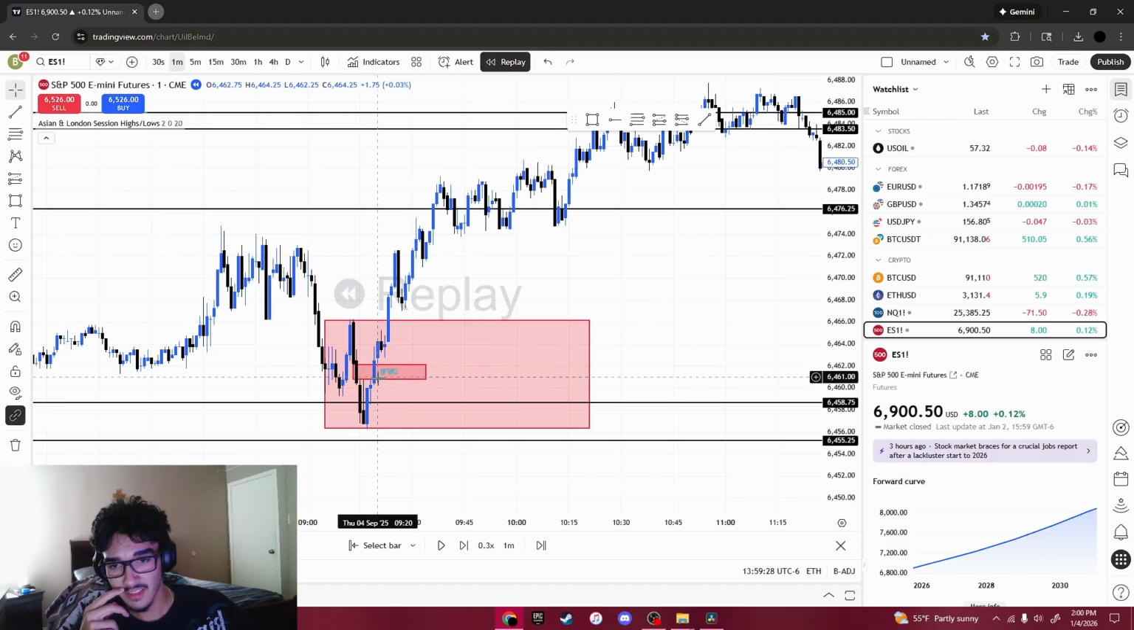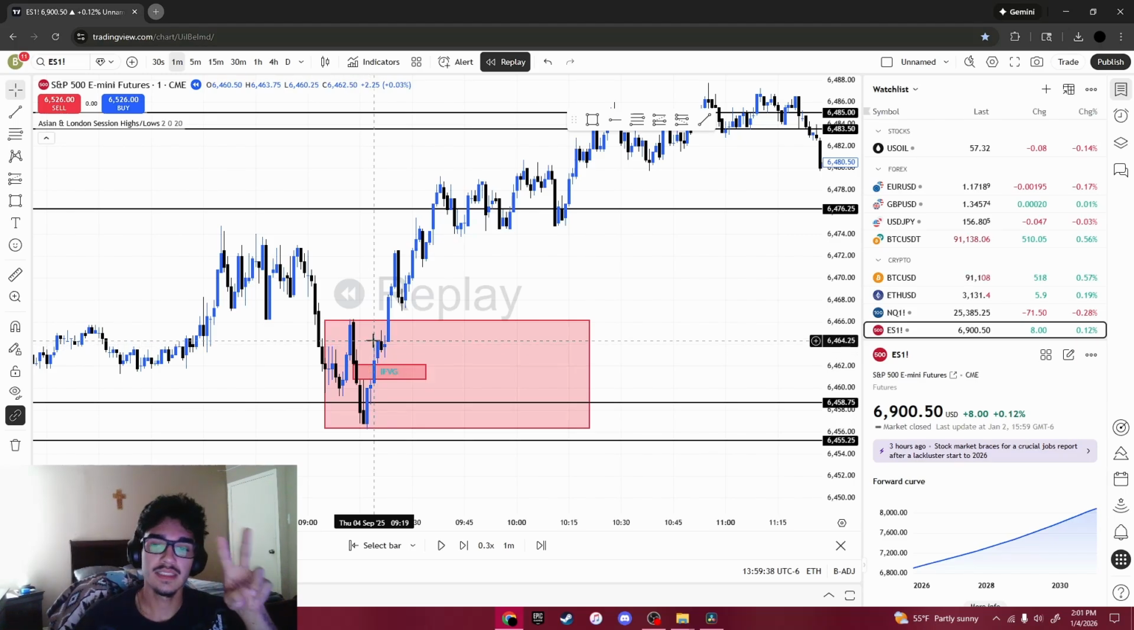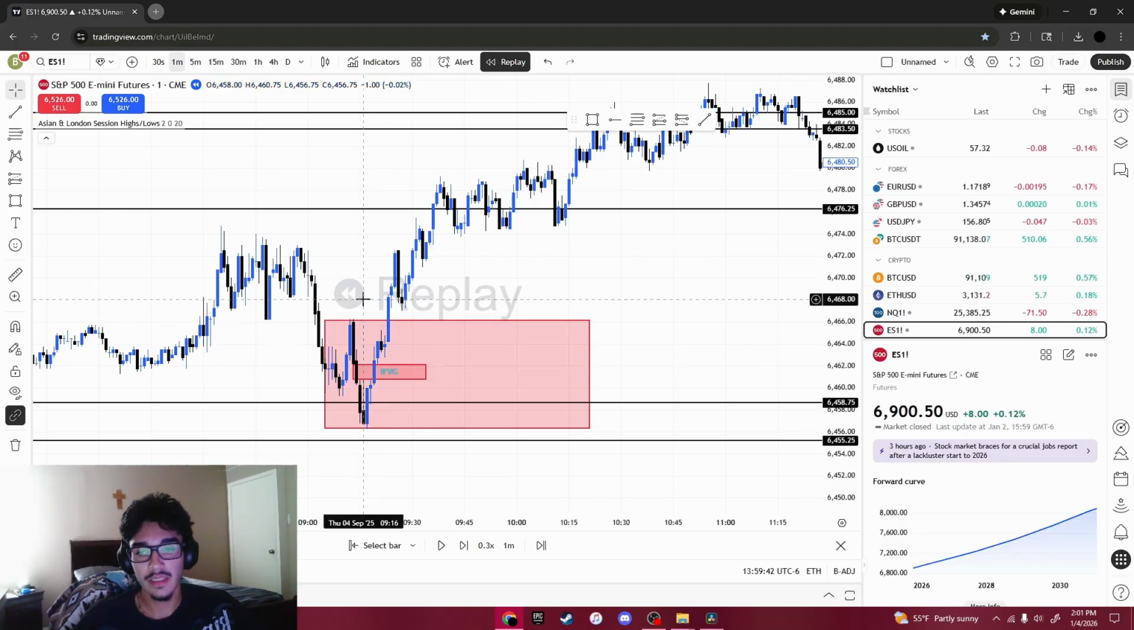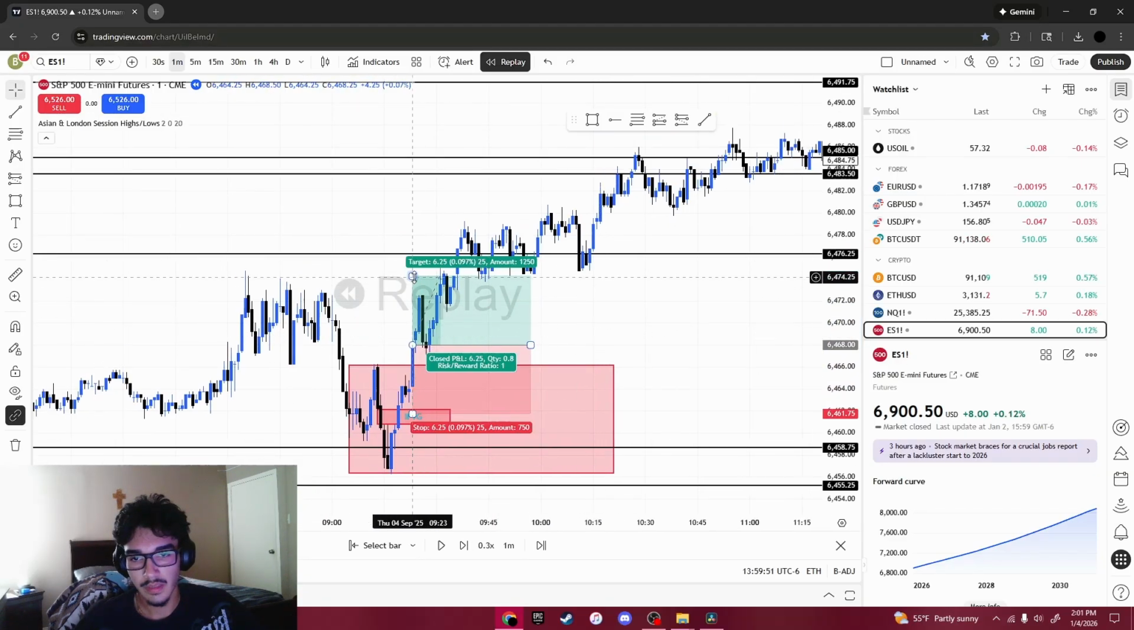Why could I have entered on this? Because the IFVG marks a reversal in the market. You could use that as a continuation. You got two options when you see an IFVG: continuation or retrace. It didn't retrace here, it continued, so you could enter right there.